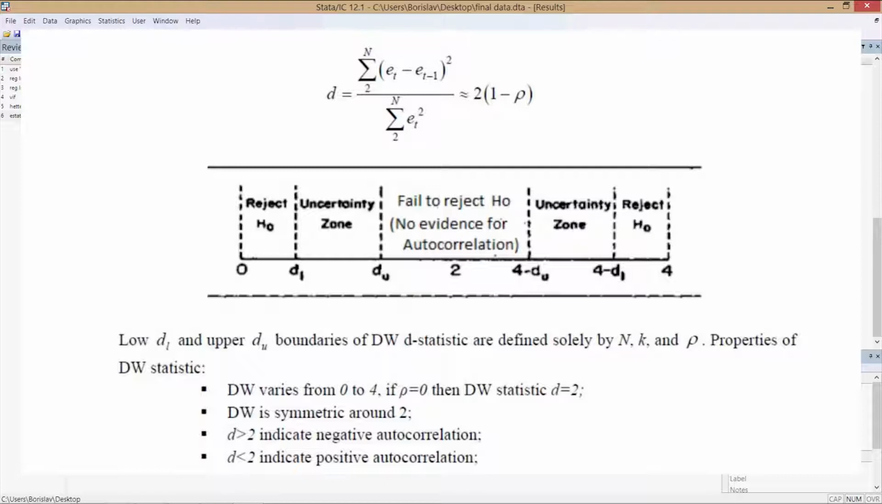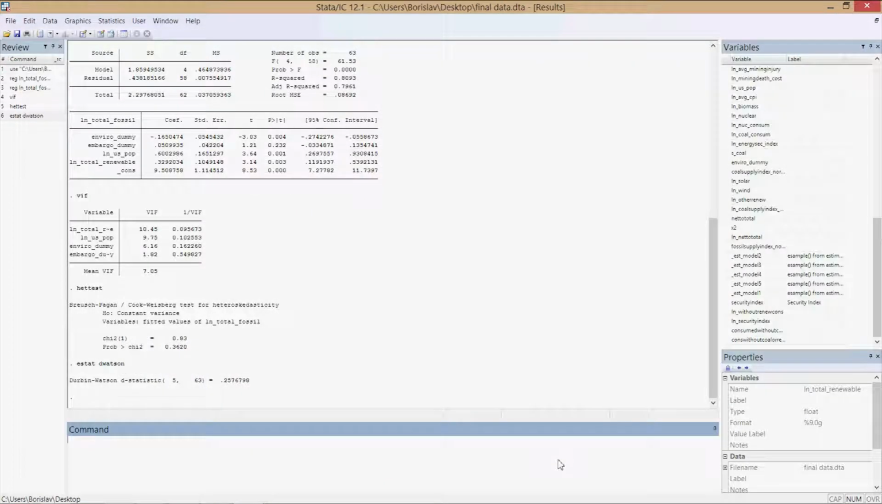Basically, if the D statistic is greater than 2, we have negative autocorrelation. And if it's less than 2, we have positive autocorrelation. And we have a very low D statistic here at 0.25. So we have positive autocorrelation. And there is a way to correct for that with a Newey-West regression.